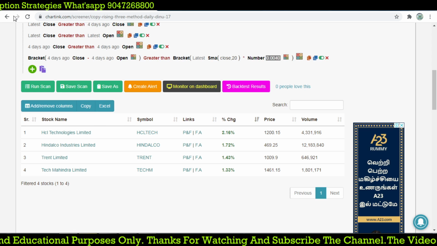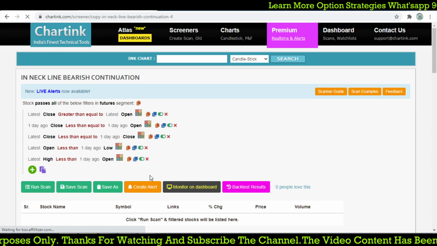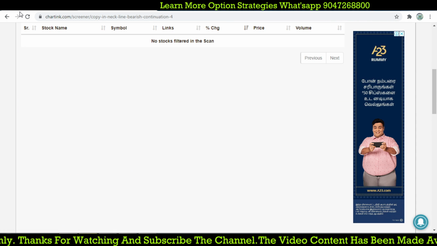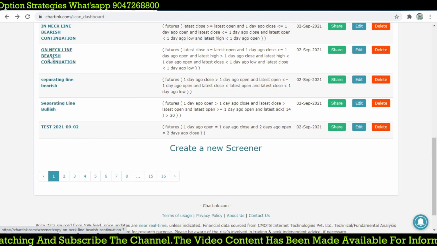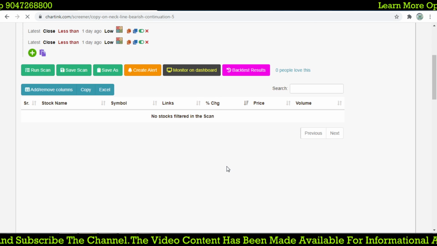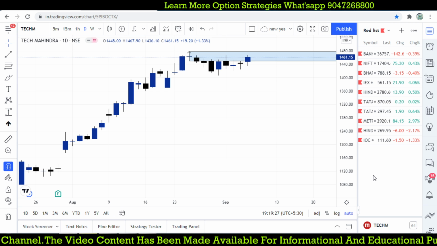So now the rising three method and falling three method, another one is the in neck and on neck pattern. In the in neck pattern, is there any stock? No stocks were filtered. In the on neck pattern, were any stocks filtered here? No stocks were filtered. So if you go for tomorrow's trade, these stocks should be good.